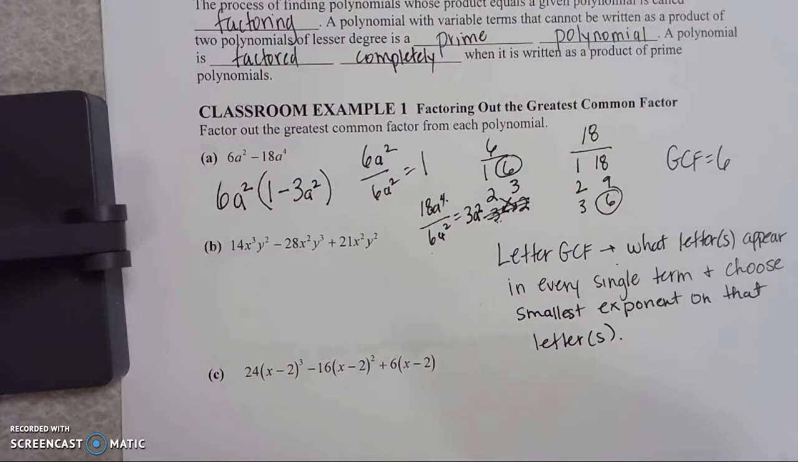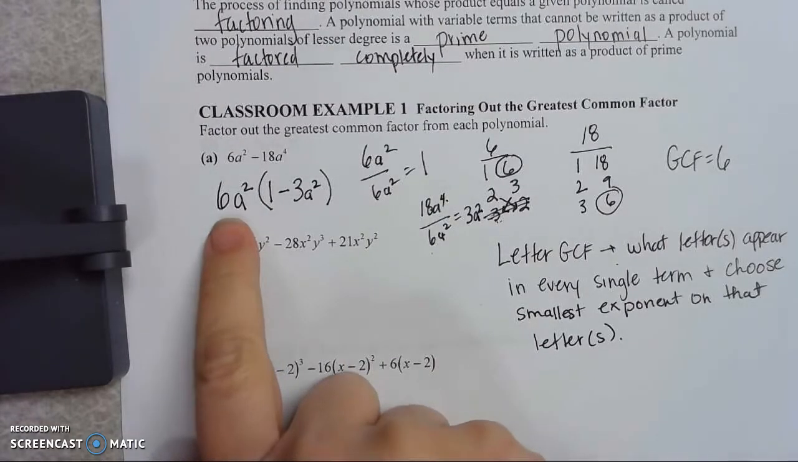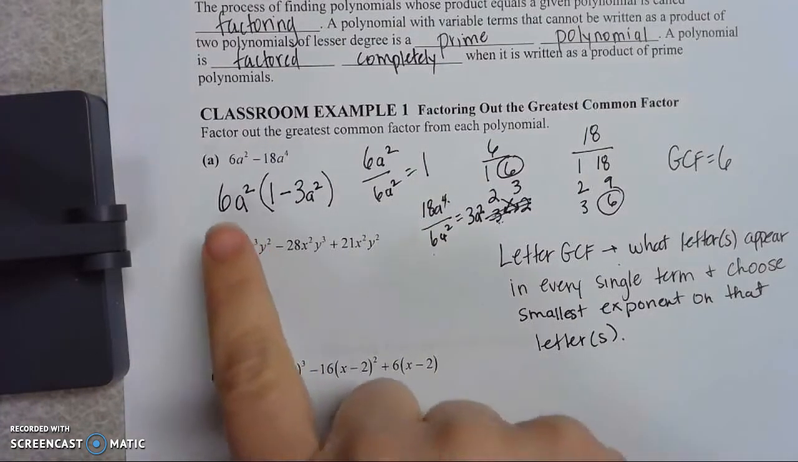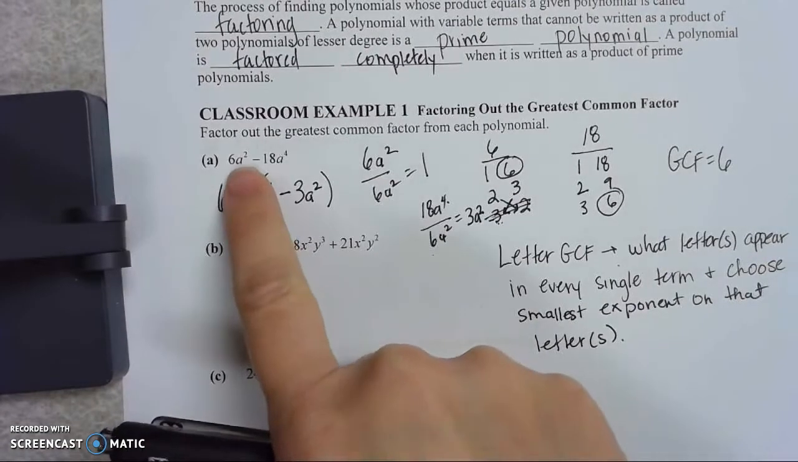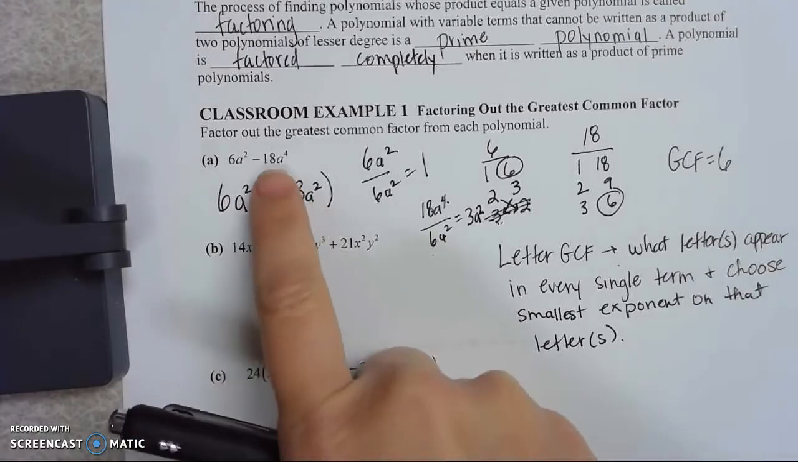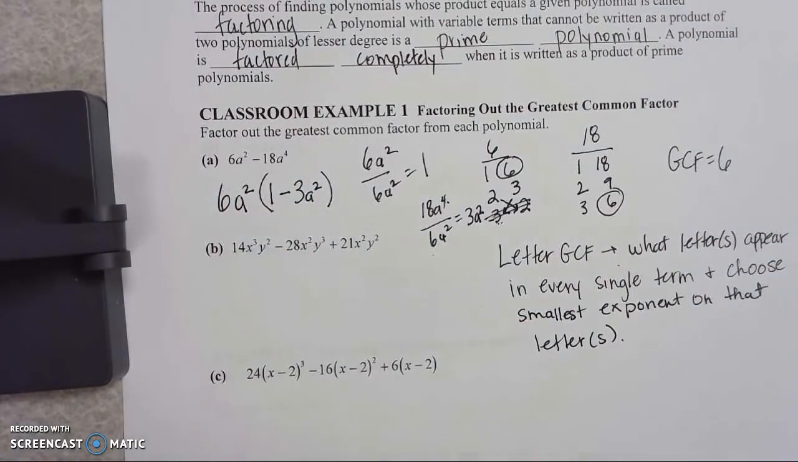Alright, now I have two factors, 6A squared and 1 minus 3A squared. If I take 6A squared and distribute it into those parentheses, 6A squared times 1 will give me 6A squared, and 6A squared times negative 3A squared will give me negative 18A to the 4th.